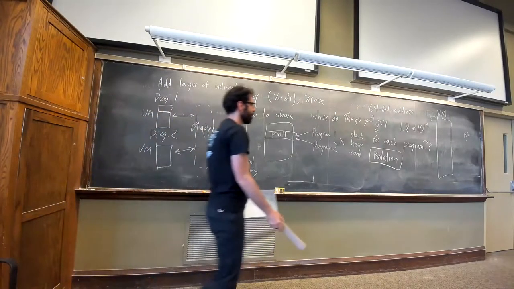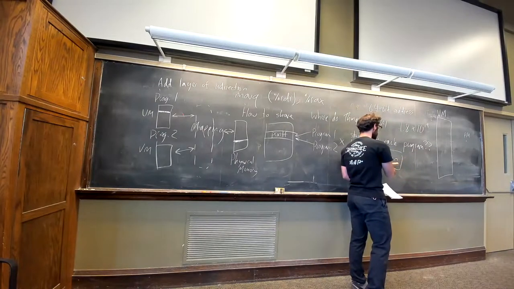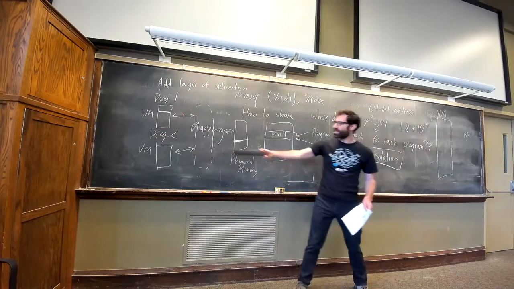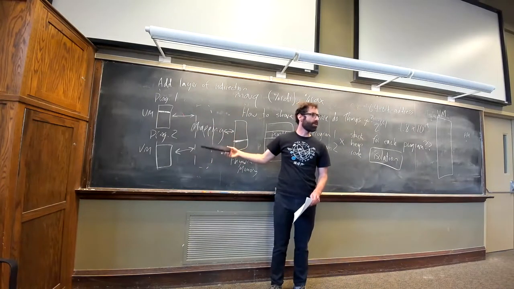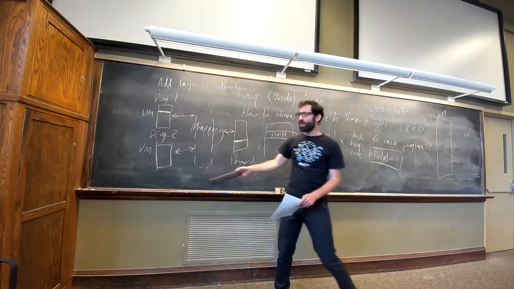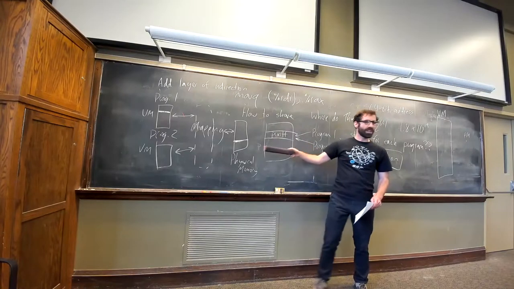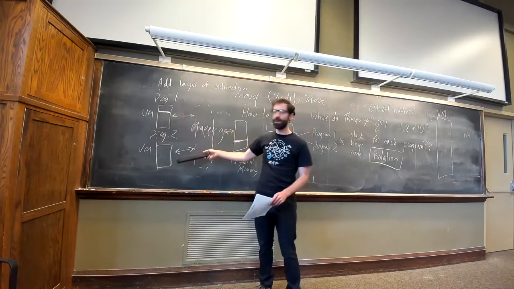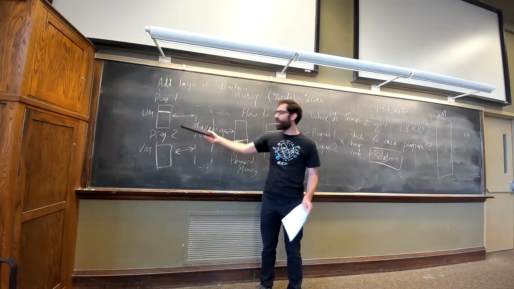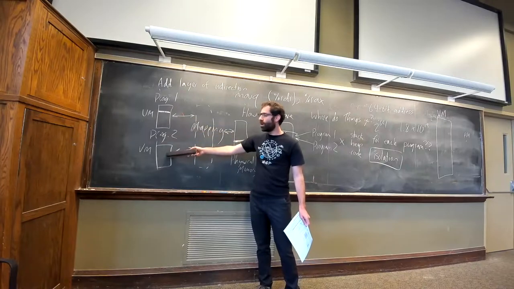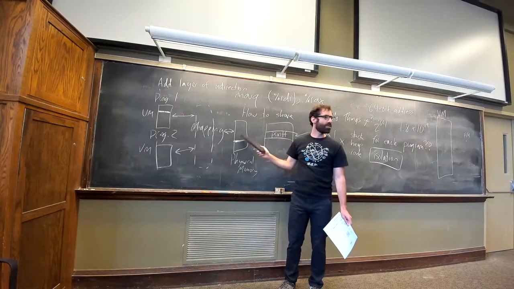So this is going to give us our isolation, because this mapping can prevent these two programs from interfering with each other. This mapping is going to give us our ability to share, because at the same time as preventing them from accessing each other's memory when they shouldn't, it can also have two points in this virtual memory be the same place in physical memory.